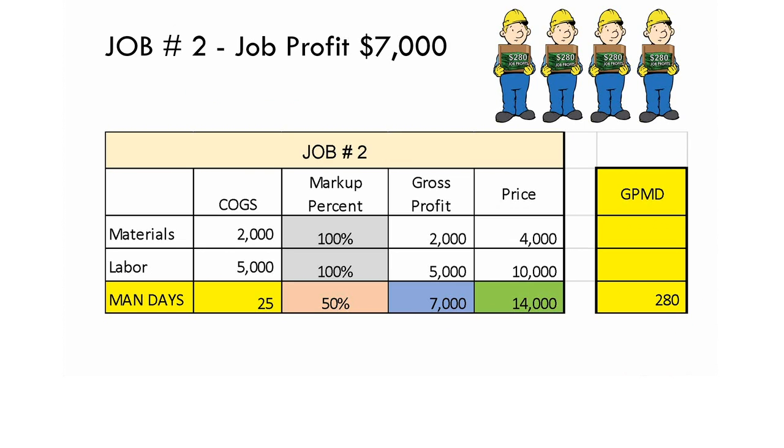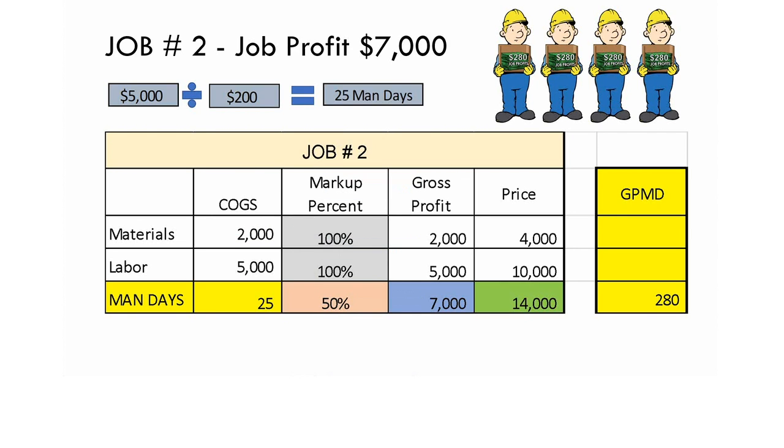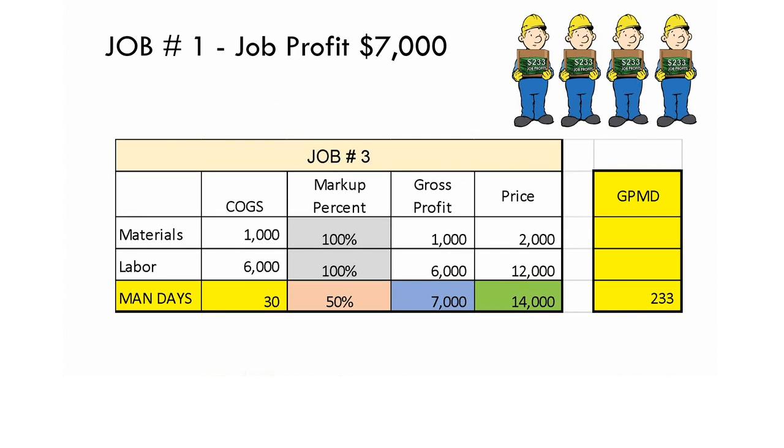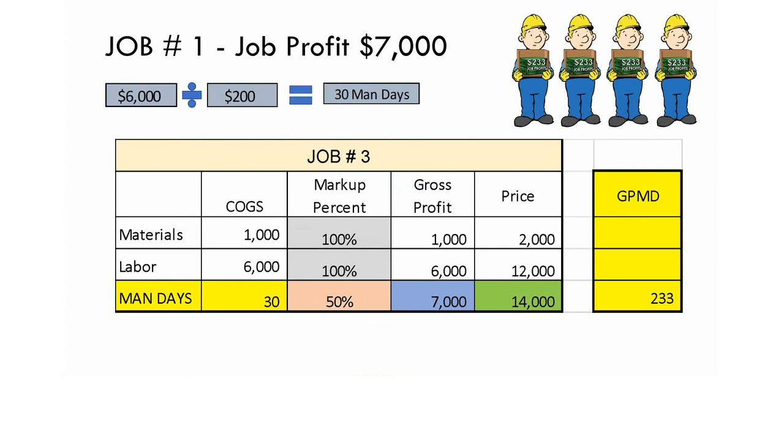For job number 2, the labor is $5,000, and we divide that by $200, and we get 25 man days. The $7,000 in GP is divided by the 25 man days, and we get 280 GPMD. For job number 3, we have $6,000 in labor, and we divide that by 200. We get 30 man days. We take our $7,000 in gross profit, divide that by 30 man days, and we get 233 GPMD.